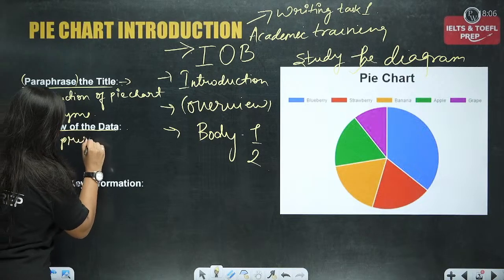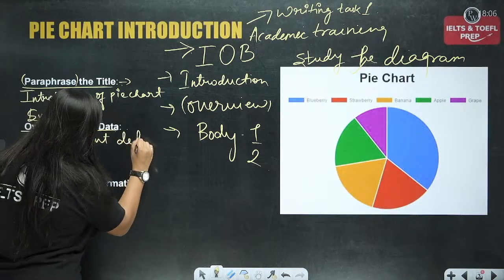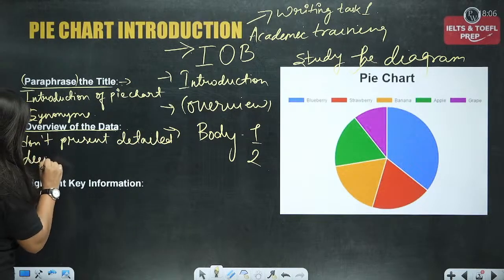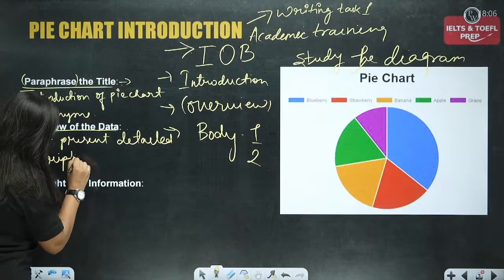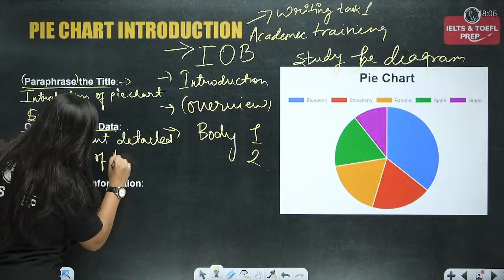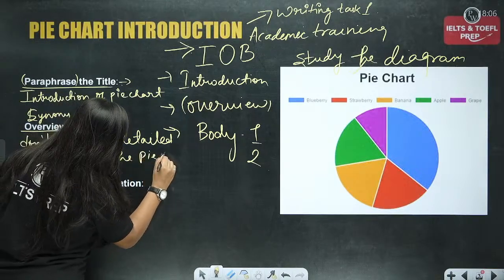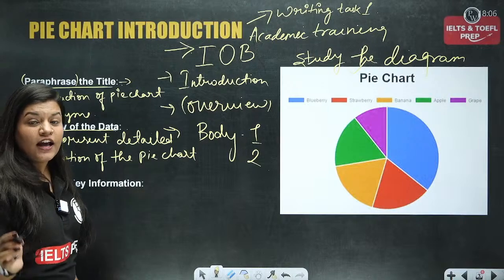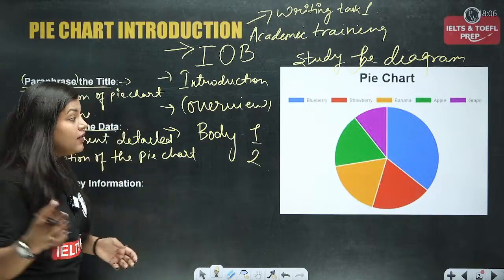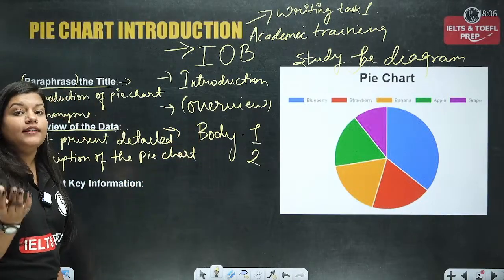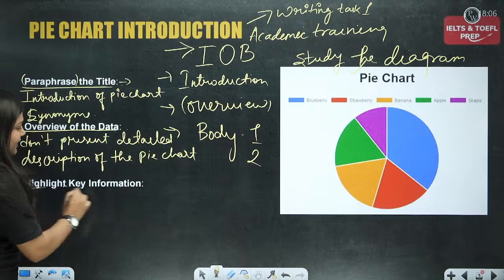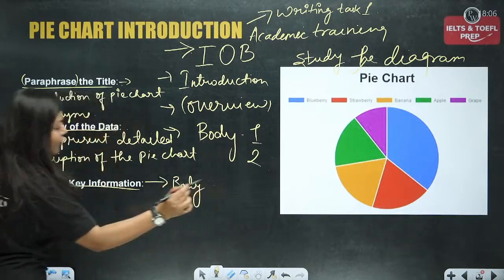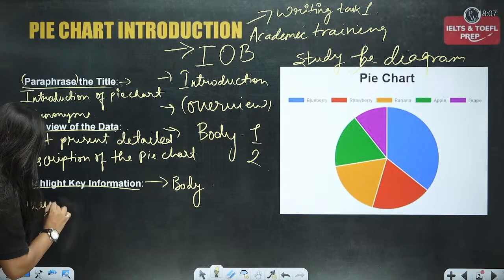present detailed descriptions. So you don't present a detailed description of the pie chart. When I say overview, I mean the overall data that the diagram is showing. Highlight the key information here, where you have to write the body. Here you are going to focus on the numerical data.